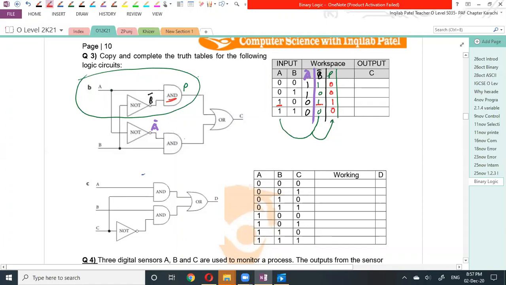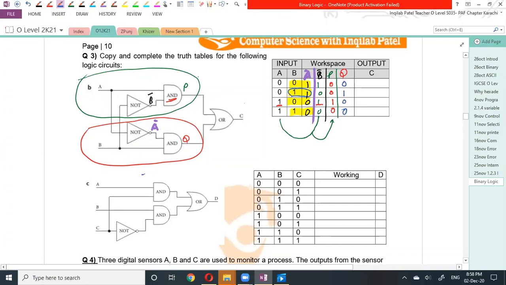Then we say this is Q. Q is an AND gate on A naught and B. These are A naught and B. Here A naught and B both are 1, so the output will be 1, otherwise the output will be 0.